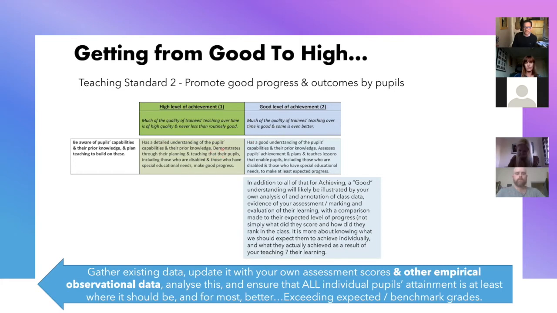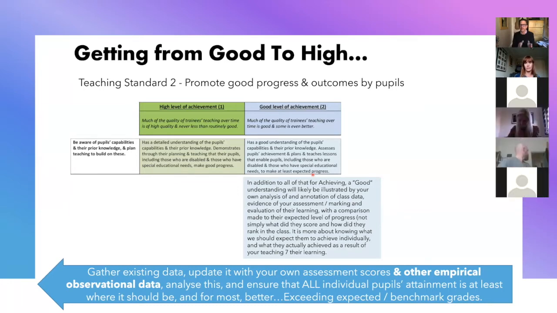The next one, let's have a look: demonstrates through their planning and teaching that their pupils, including those with special needs and disabilities, make good progress. So rather than just meeting the expected standard for that particular pupil, they're now making good progress. So it's like meeting their aspirational grade. In some schools, they'll have a benchmark grade, which is essentially the minimum expected grade, what we're hoping they're going to achieve. And then sometimes they'll have a target grade, which is a slightly higher grade, sometimes called the aspirational grade. And in order to make a high level of achievement against this particular standard, that's the kind of thing we want to see.